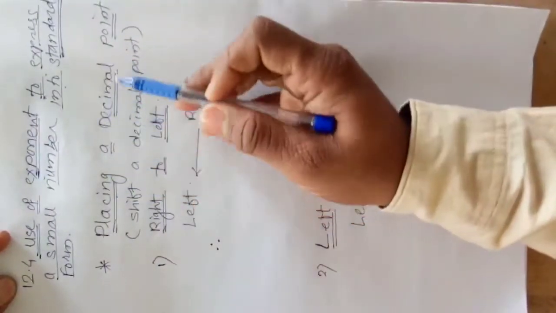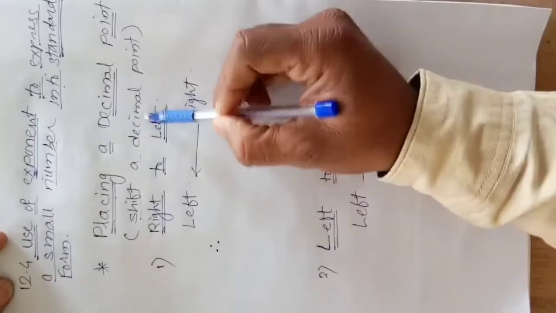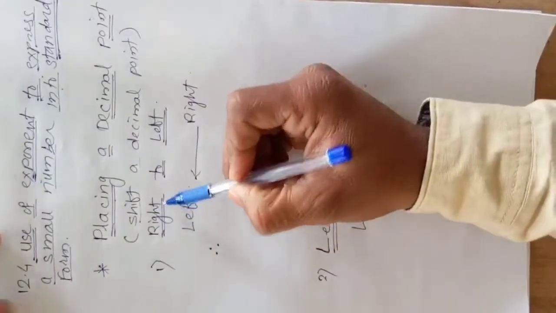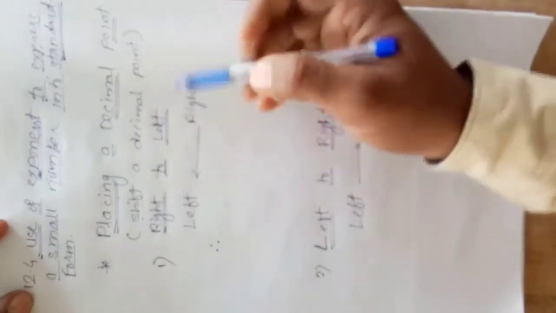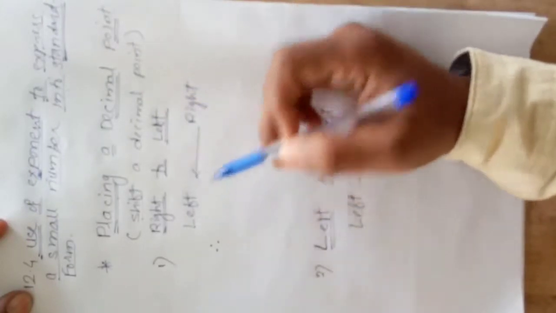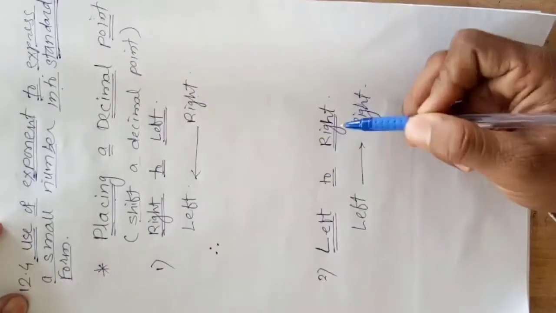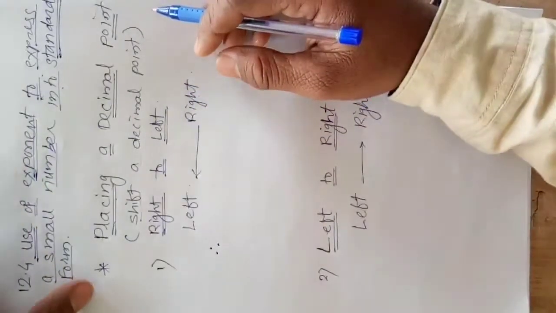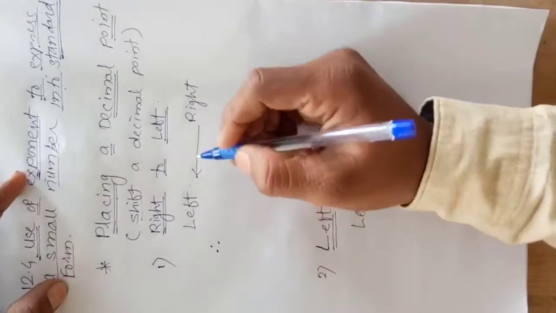This placing a decimal point means shifting a decimal point. So shifting a decimal point has two variations: one is right to left, and another one is left to right. In this placing of a decimal point, this concept consists of left to right.